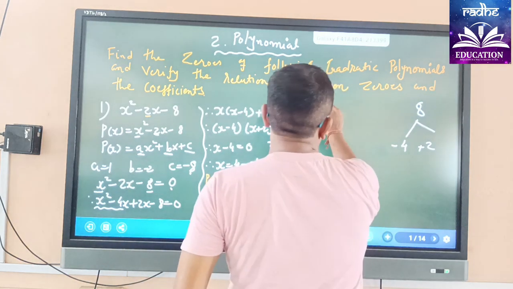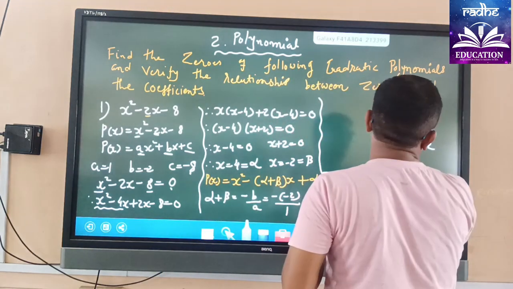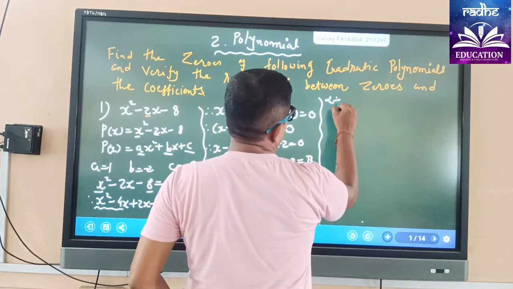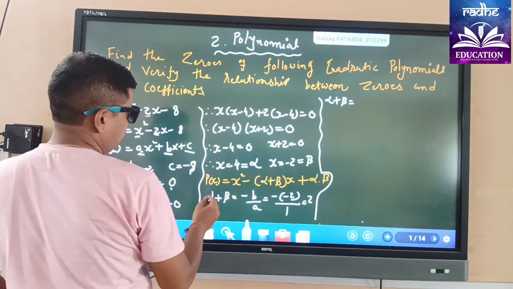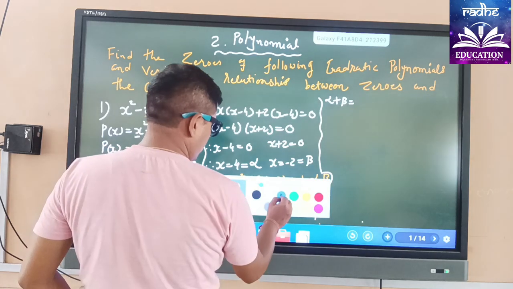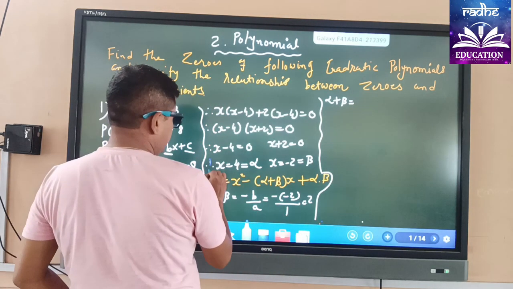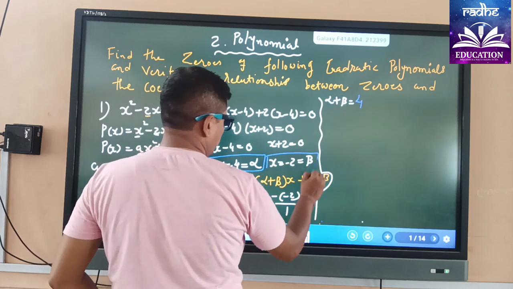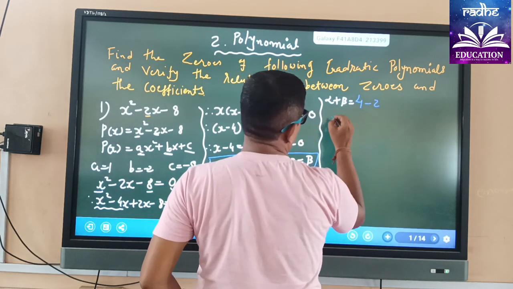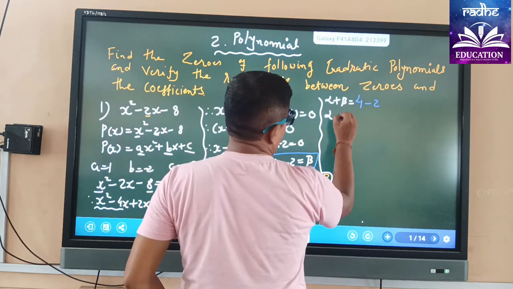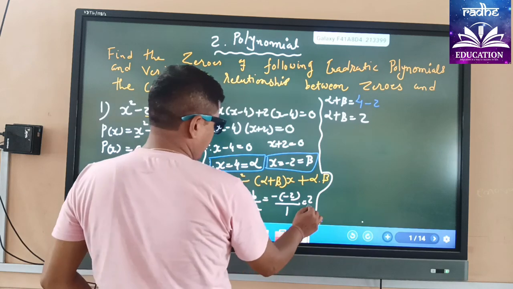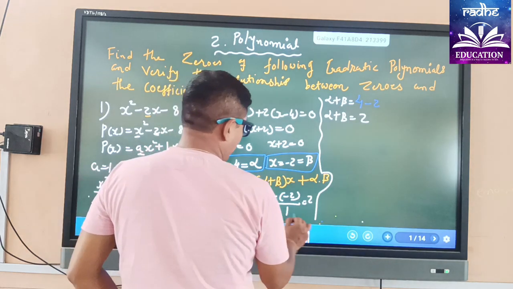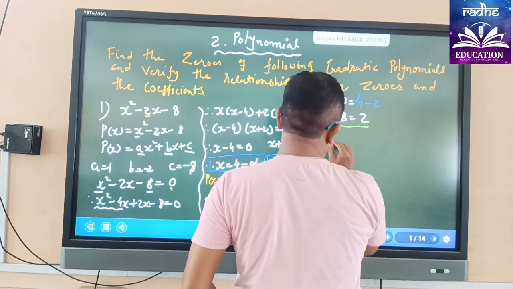Now we will verify it this way also, alpha plus beta. What is the value of alpha? We have alpha as x equals 4, and beta is minus 2. Then we get alpha plus beta equals 2. Again we verify here by this equation. So alpha plus beta is verified here.